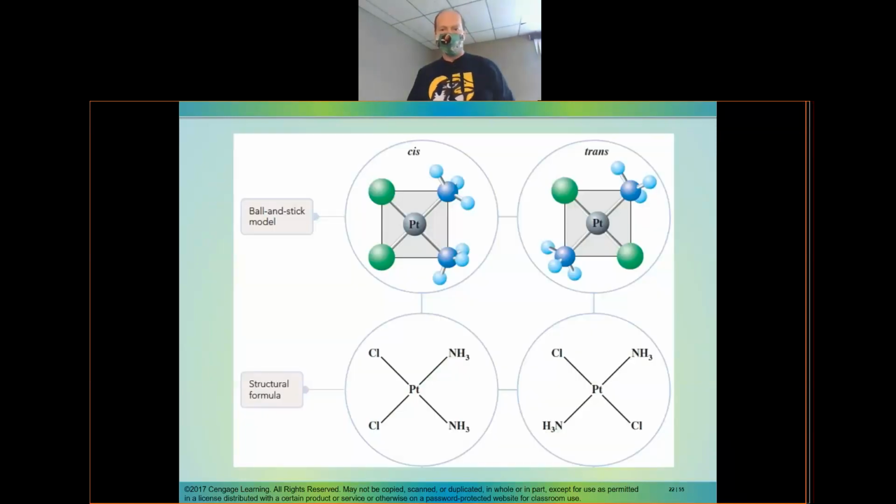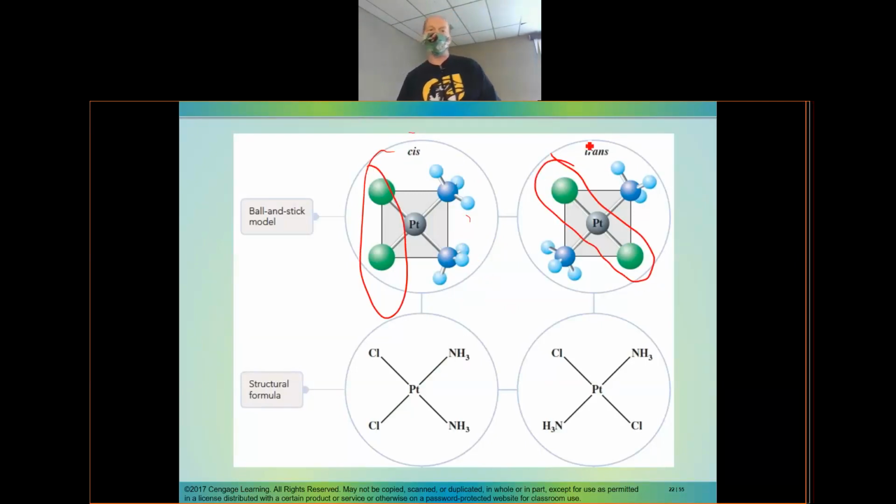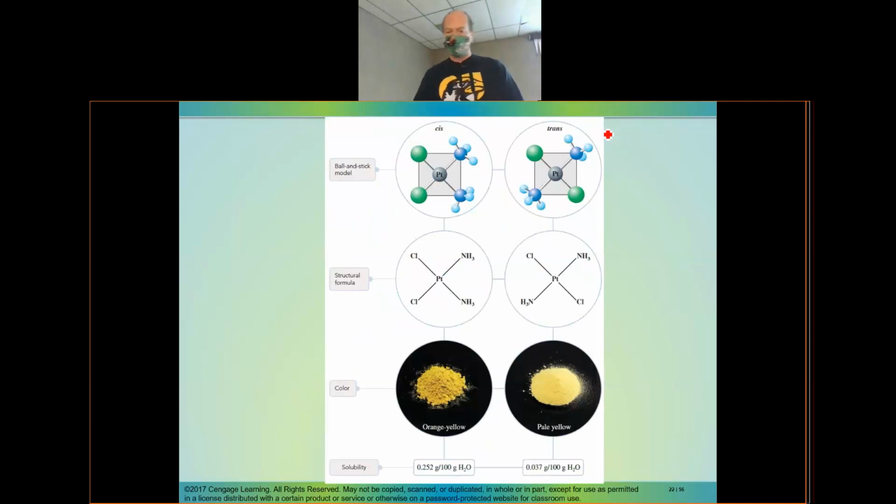All right, so square planar. So here they show it again. You got your cis, where the 2 chlorines are cis. And you got your trans, the 2 chlorines are trans. Again, cis is 90 degrees and trans is 180 degrees. They are different compounds. In this case, your cis platinum is an orange yellow and your trans platinum is a pale yellow.